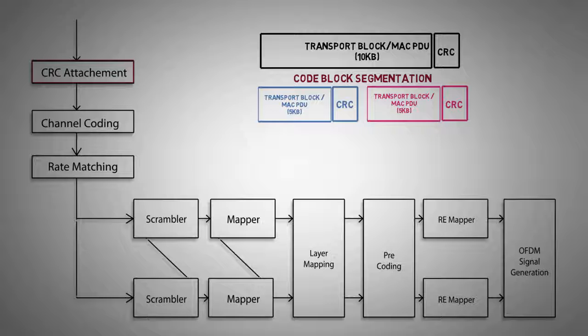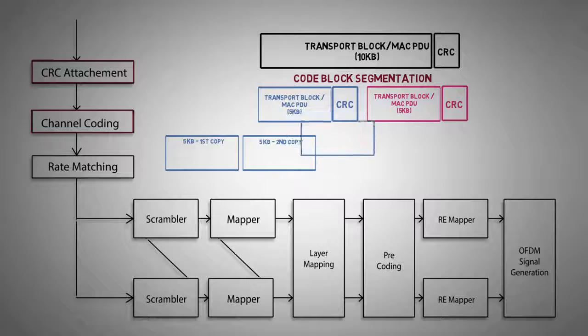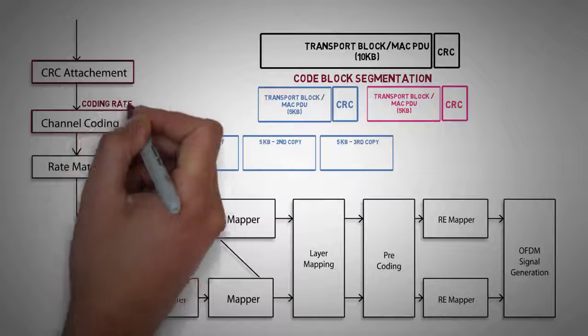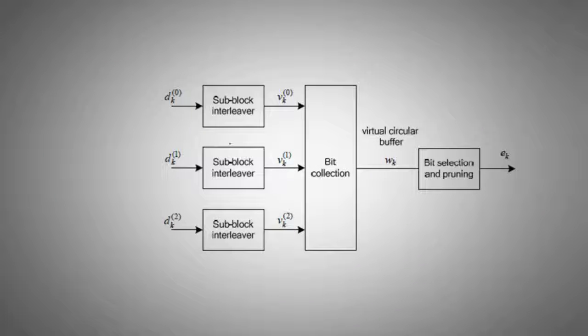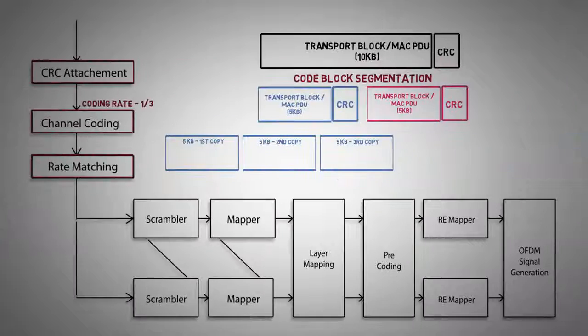Channel coding, it's a turbo coding step, whose job is basically converting 1-bit input to 3-bit output as it goes through the turbo coding processor. It means the coding rate is 1/3. Rate matching, in simple words, the output of the turbo coder goes through a detailed process of interleaving, bit collection, bit selection and pruning, and ultimately generates an encoded bit stream.